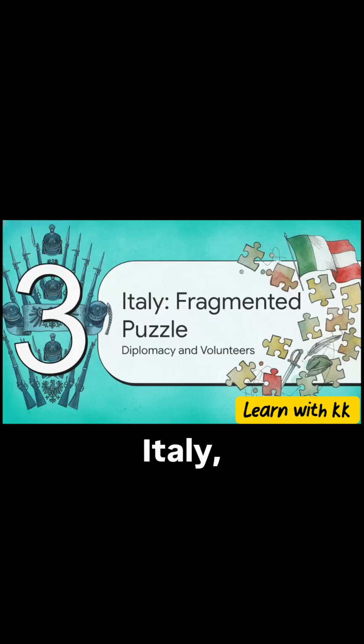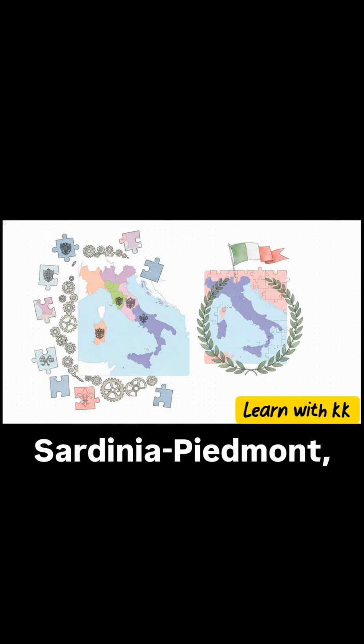Section 3. Italy, the fragmented puzzle. Secret societies, diplomacy, and armed volunteers. Now let's contrast Prussia's brute military dominance with Italy's deeply fragmented, multi-pronged struggle for independence. The transformation of Italy is like piecing together a massive puzzle. Back in 1858, Italy was divided up into 7 distinct states. The north was controlled by the Austrian Habsburgs, the center was ruled by the Pope, and the south belonged to the Bourbon kings of Spain. Only one single state, Sardinia-Piedmont, was actually ruled by an Italian princely house.